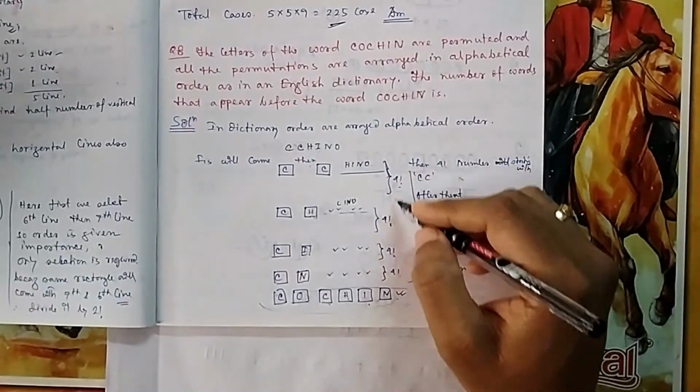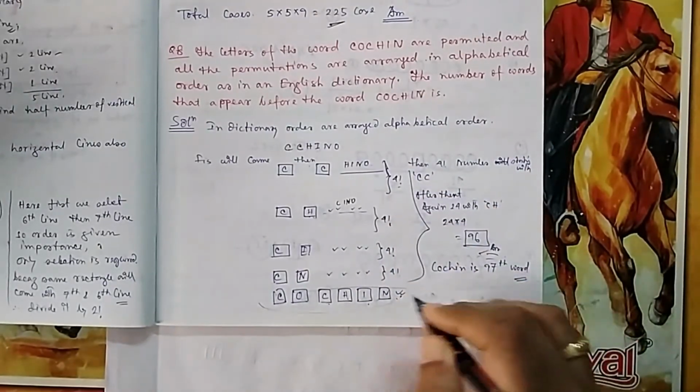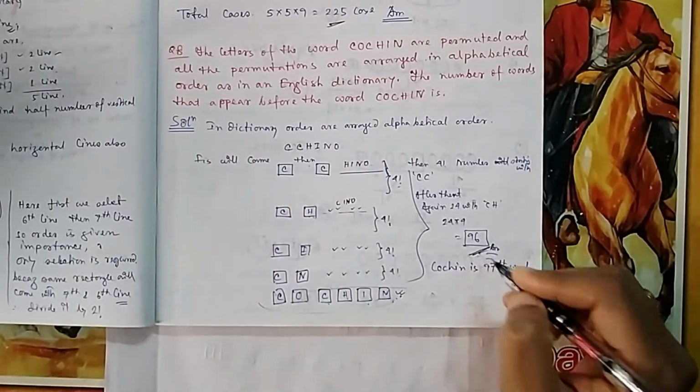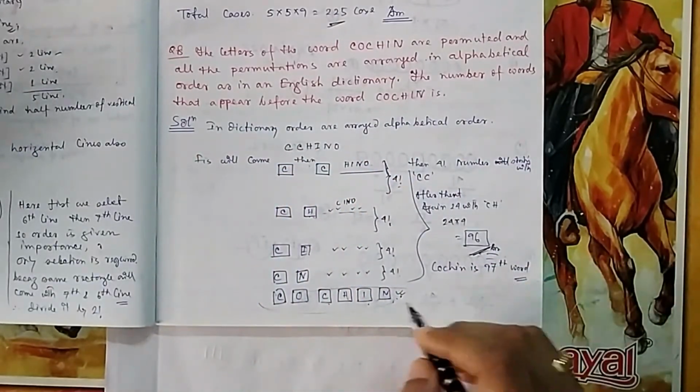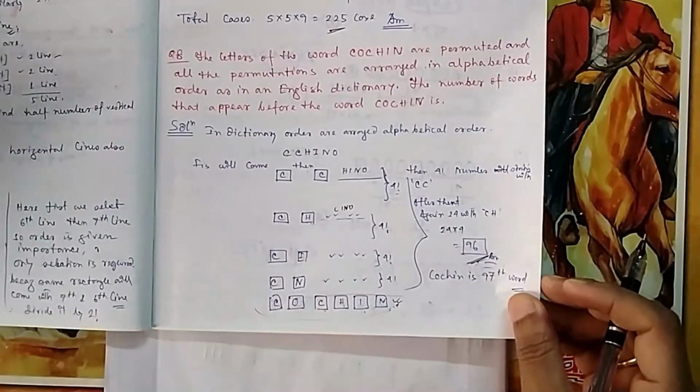So you can see 96 is out of this, 4 factorial into 4. Then this word will be the 97th word. So the number of words that appear before the word Cochin is 96, that is the answer. Sometimes they will ask you what is the rank of the word Cochin, then it will be the 97th word. So you have to be careful about what they are asking.